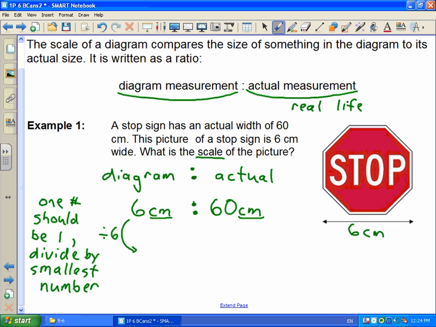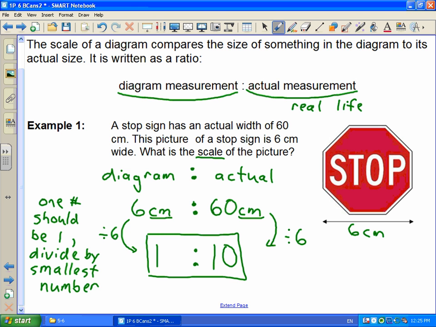So we're going to say divide by smallest number. Because if I do 6 divided by 6, I'm just going to get 1. But if I divide by 6 on one side of my ratio, I have to also divide by 6 on the other side to get an equivalent ratio. So 60 divided by 6 is 10. So the scale of our diagram is 1 to 10. So that's how you find the scale of a picture, given the measurements.